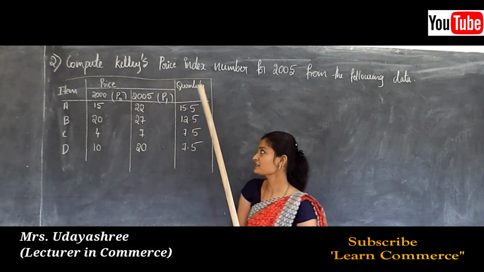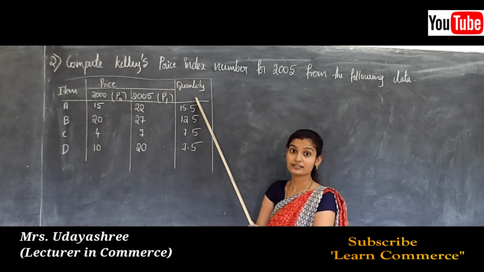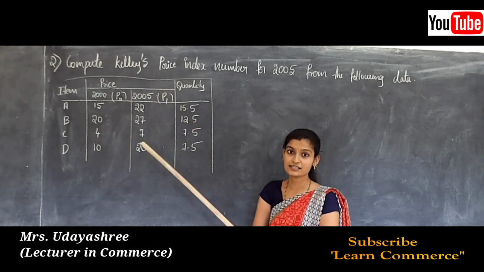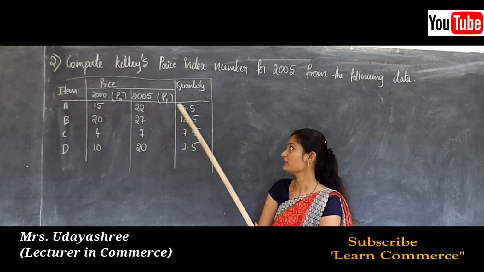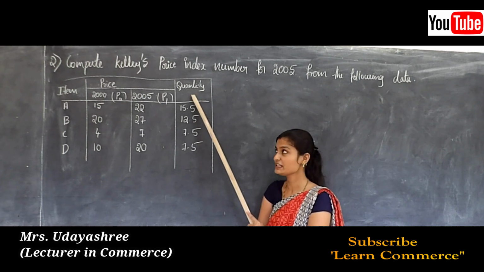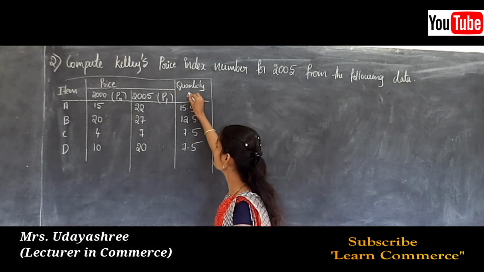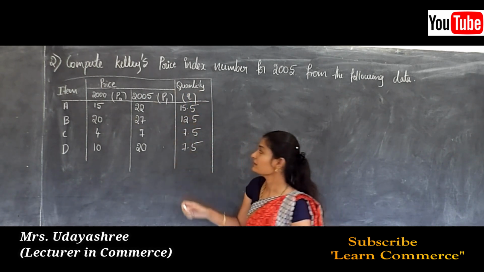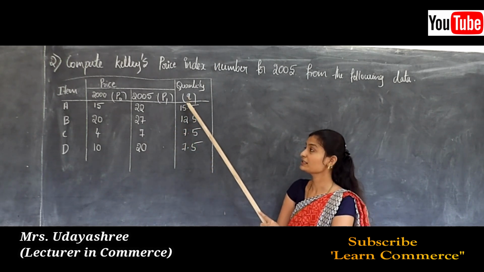The next column is quantity. Here they didn't mention base year quantity or current year quantity, only quantity is given. So it is fixed quantity. Fixed quantity is denoted by Q. It means this is neither base year nor current year.